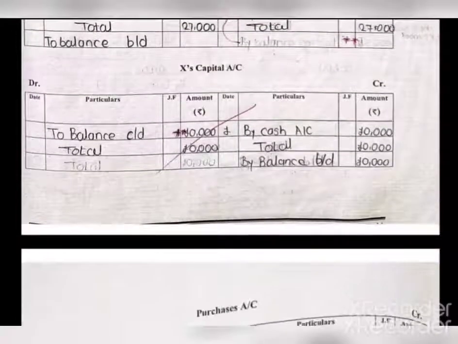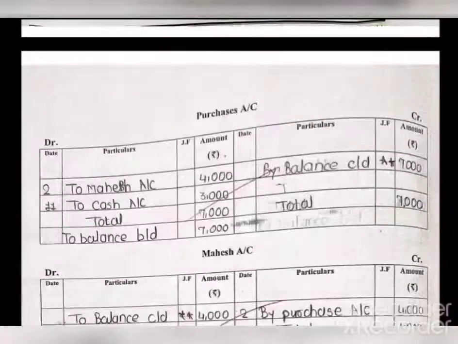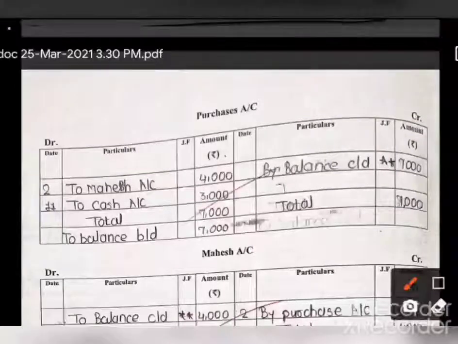I will show you another example, the purchases account. In the purchases account there were two transactions, to Mahesh account and to cash account. Both times the purchases was debited. So there are two transactions, 4,000 plus 3,000, and the total amount is 7,000. But on the credit side there is no transaction. So how will we balance the ledger?